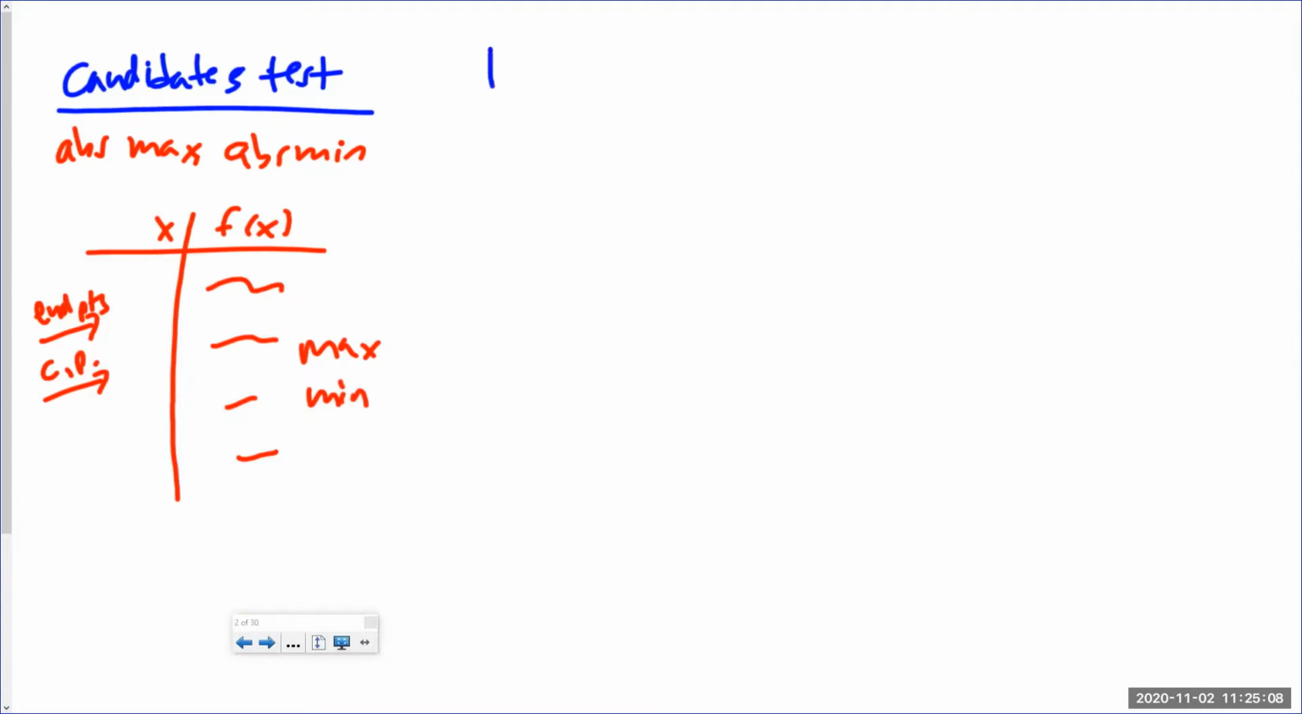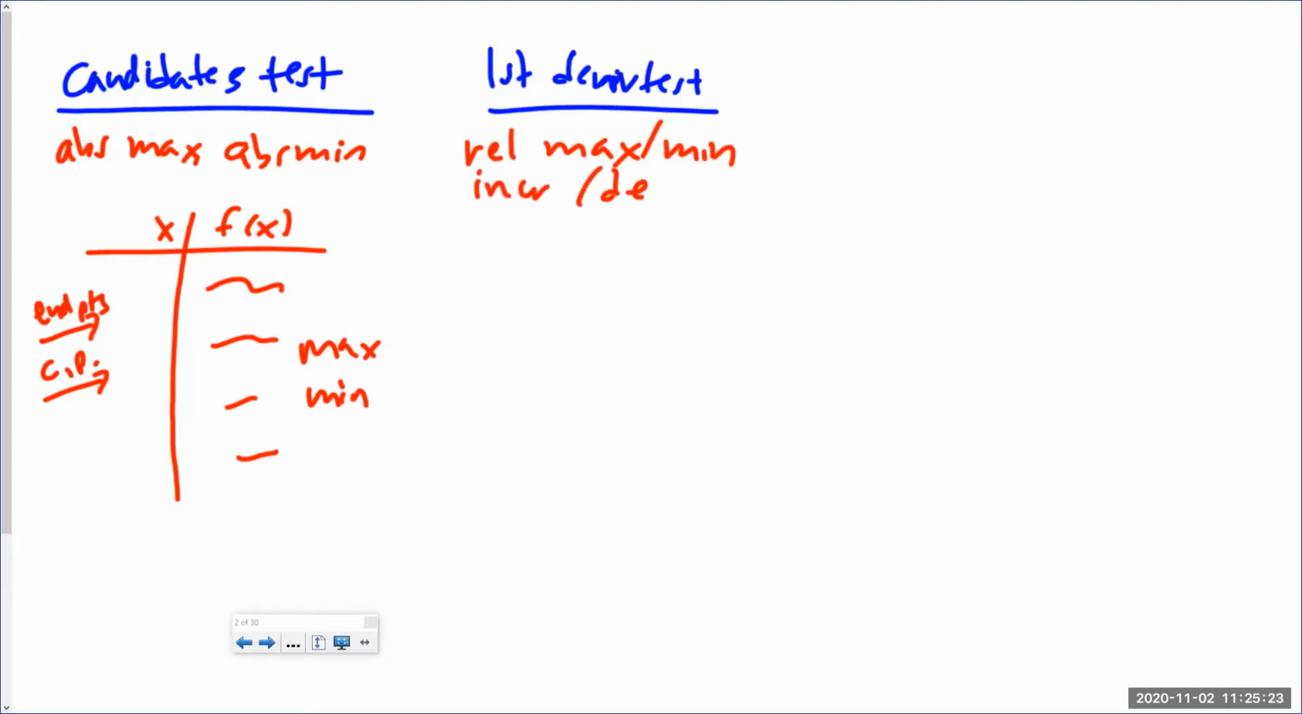Then after the candidates test, we did what was called the first derivatives test. And the key words for the first derivatives test were relative max, relative min, increasing or decreasing, okay? If your question asked you any of these things, then what you did was you put this into a number line. Do you remember? And instead of a candidates test, you put this into an F prime number line because it's called the first derivatives test, okay?